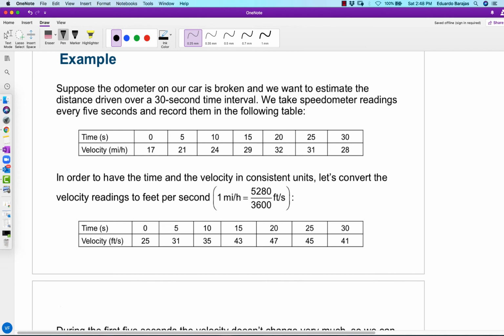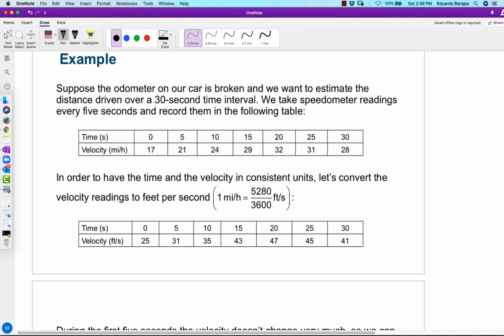So what we could do is take note of the velocities that we read from our dashboard. If we look at the speedometer readings at every 5-second interval, right? At time 0, we look and we're traveling at 17 miles per hour. 5 seconds later, we're traveling at 21 miles per hour. 10 seconds later... the interval in between each of these is every 5 seconds. And we see the various speeds that we get in miles per hour.